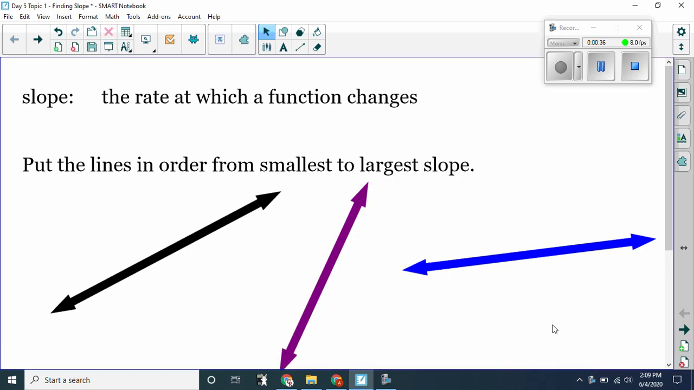You do not need to necessarily write this part here down. But we've got 3 lines here. We want to put them in order from the smallest slope to the largest slope. So slope, again, it's the rate at which a function is changing. It's basically how steep this line is.